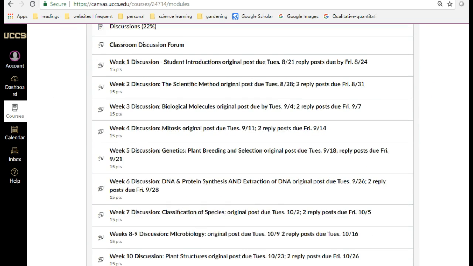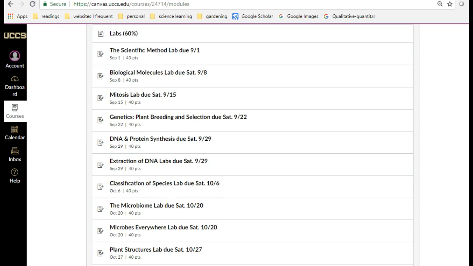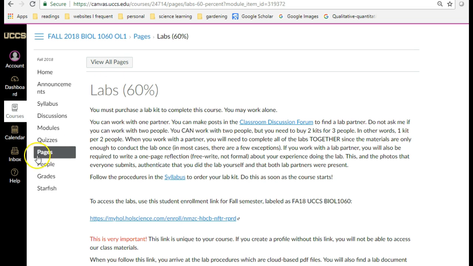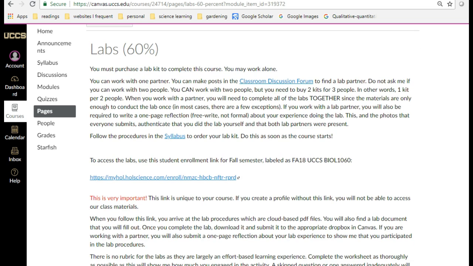So here we move past discussions, and your other major assignment in this class is labs. Here is a wiki page, notice. You're going to purchase a lab kit for this class. You can work alone, you can work with one partner. Use the classroom discussion forum to find a partner.